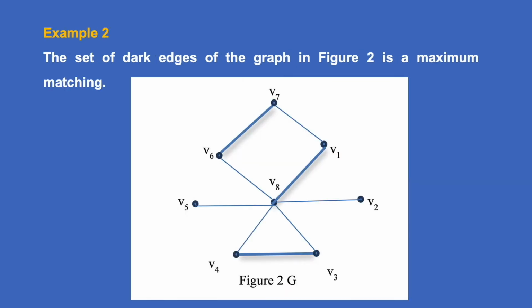Now, next we move to another example. So, here see the screen, there is another graph. Here also the darker lines represent the lines that we are going to consider. The first one is V6, V7 and the second one V8, V1 and the edge V4, V3. So, here these three lines are independent lines because these three lines are not adjacent, they do not share a common end point. So, these three lines are independent lines.